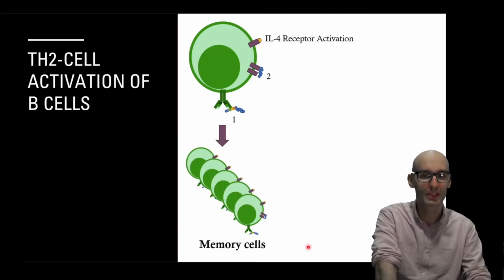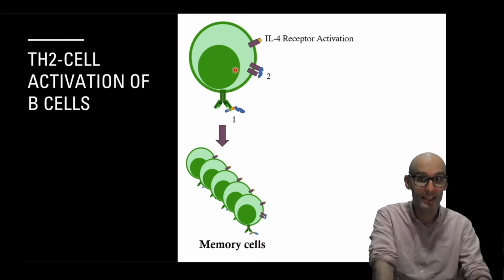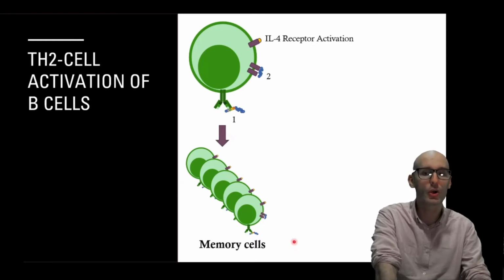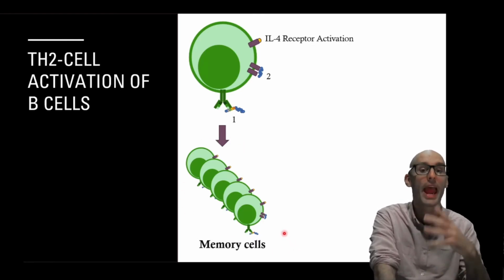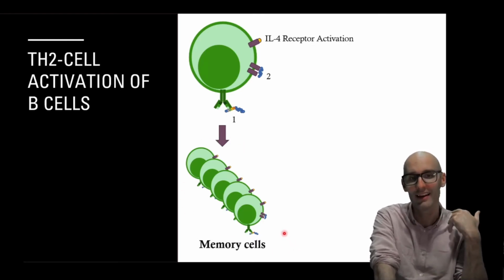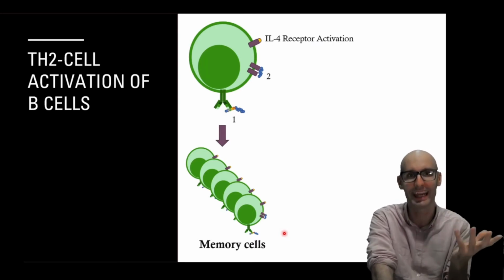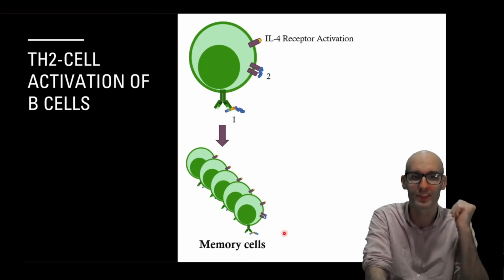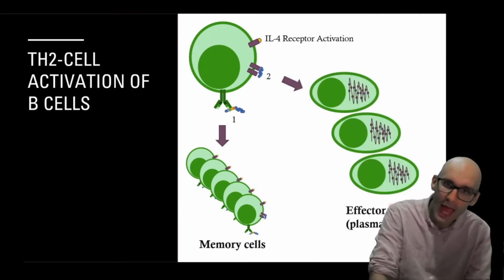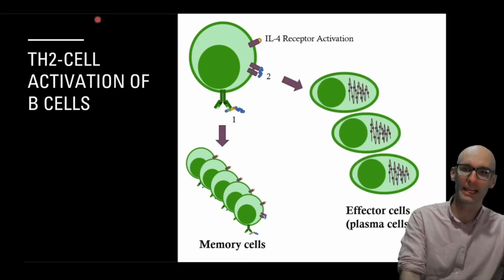So we've got an IL-4 activated B cell, and what we're going to see is this proliferation, and some of those will just be memory cells, which are genetically identical to this one, so they will produce the exact same antibody, but they don't go on to become active. They just hang out and wait, so there are more of them around should we be exposed to that antigen again, and it'll speed up our immune response the second time.